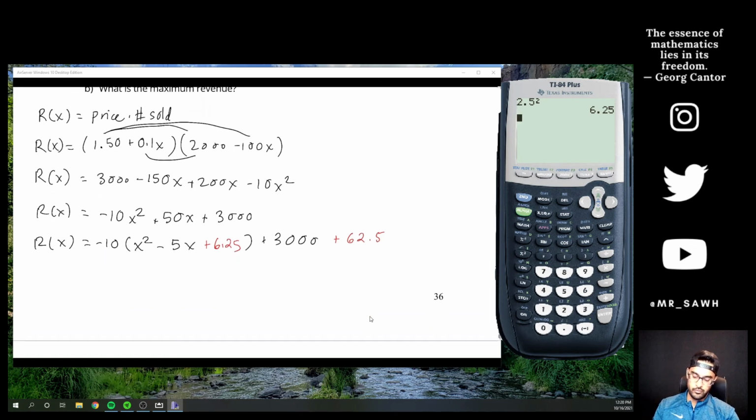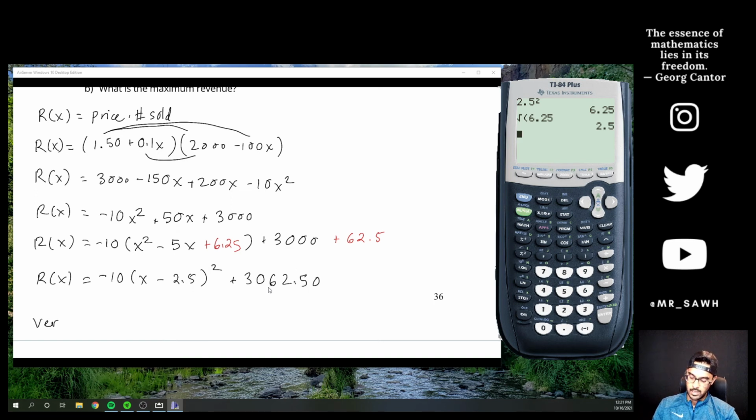So when you finalize your format here, negative 10, and I can get my brackets again by square rooting x squared for x, and square rooting the number you put inside, so take the square root of 6.25 for 2.5. The sign that goes in between them is the sign of your x term, so negative, that gets squared, plus 3062.50.